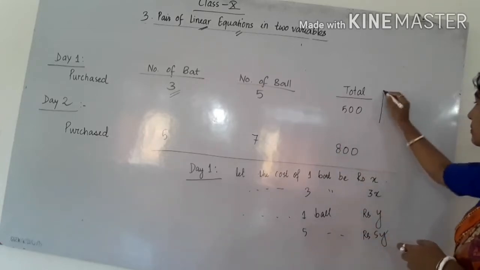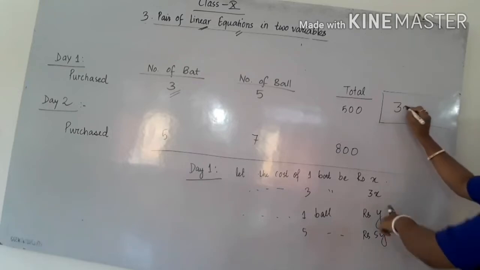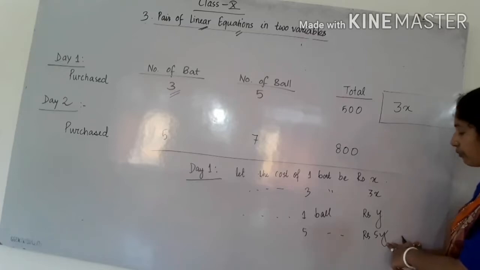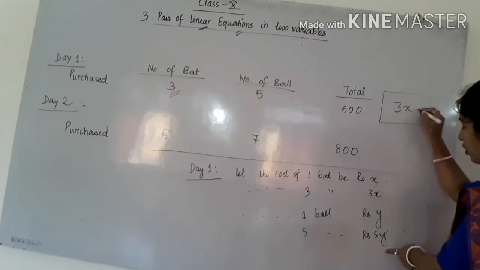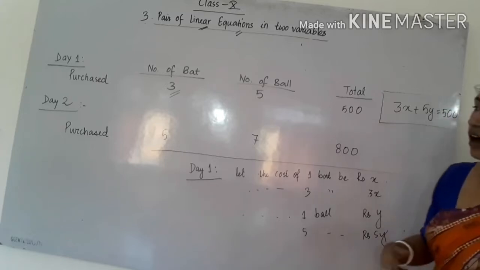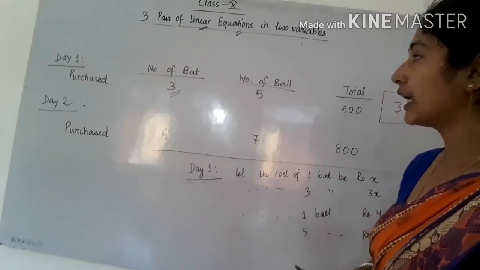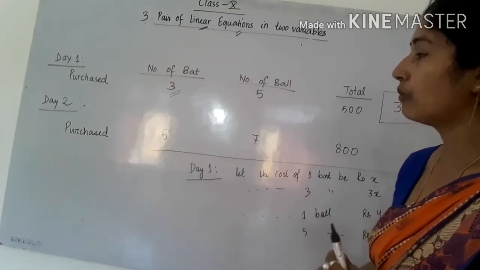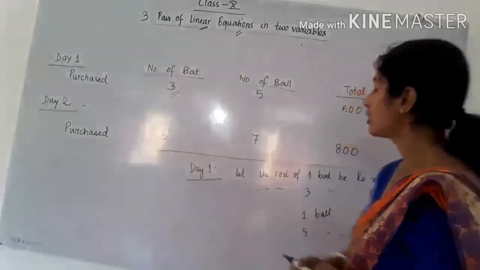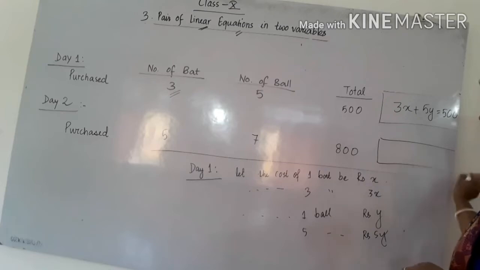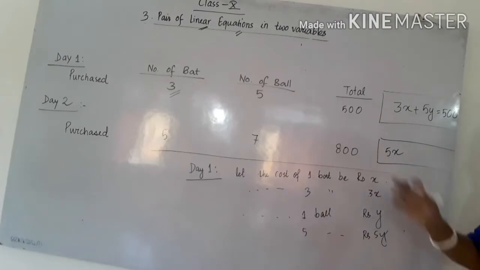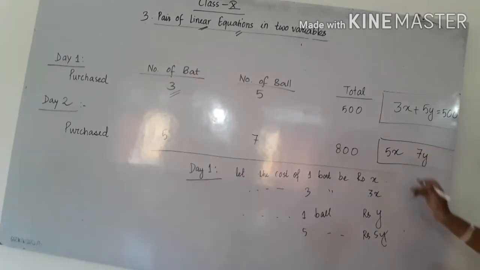500. So the algebraic equation will be like this: 3x, because this is the cost of 3 bats, and this is the cost of 5 balls. You have to add this, you will get 500. So 3x plus 5y is equal to 500. Similarly, on the second day you went again and purchased 5 bats. So the cost of 5 bats for the second day will be 5x, and the cost of 7 balls for the second day will be 7y.